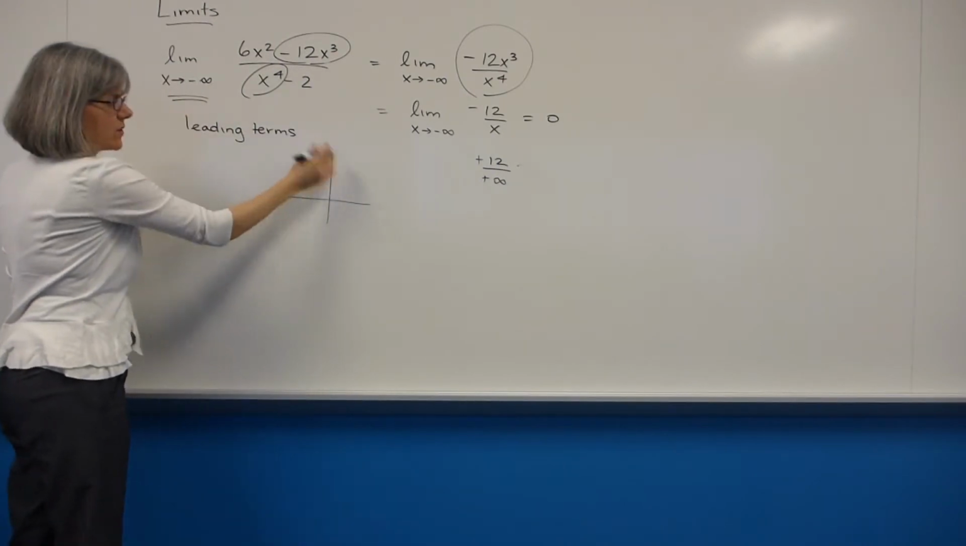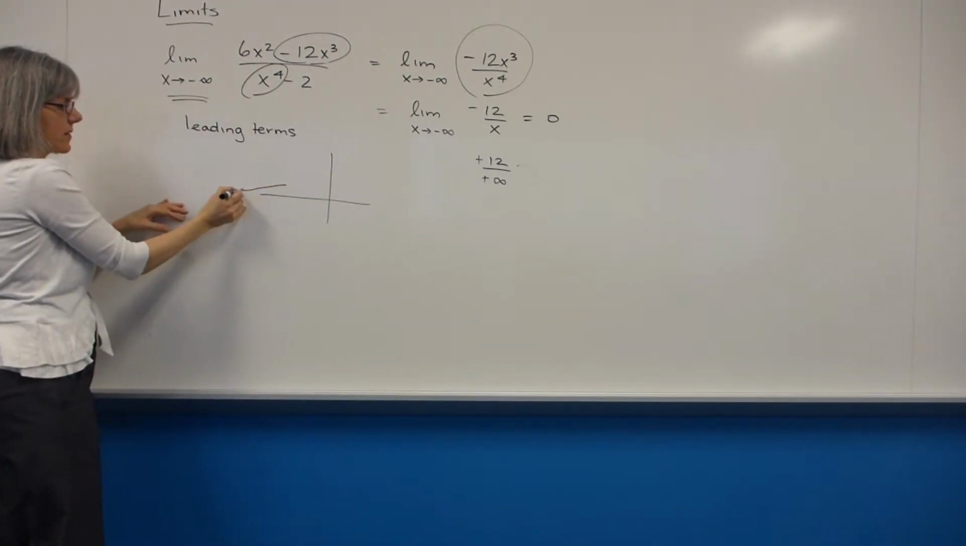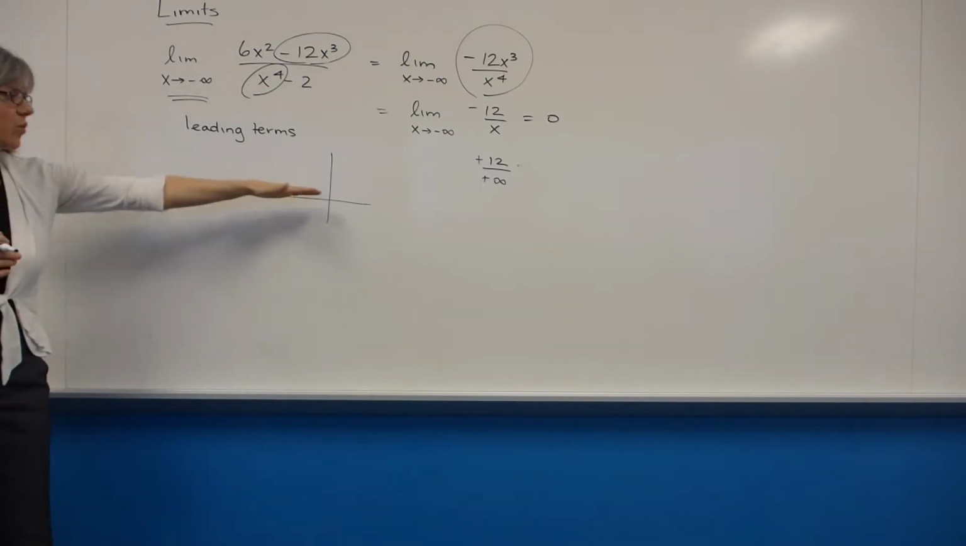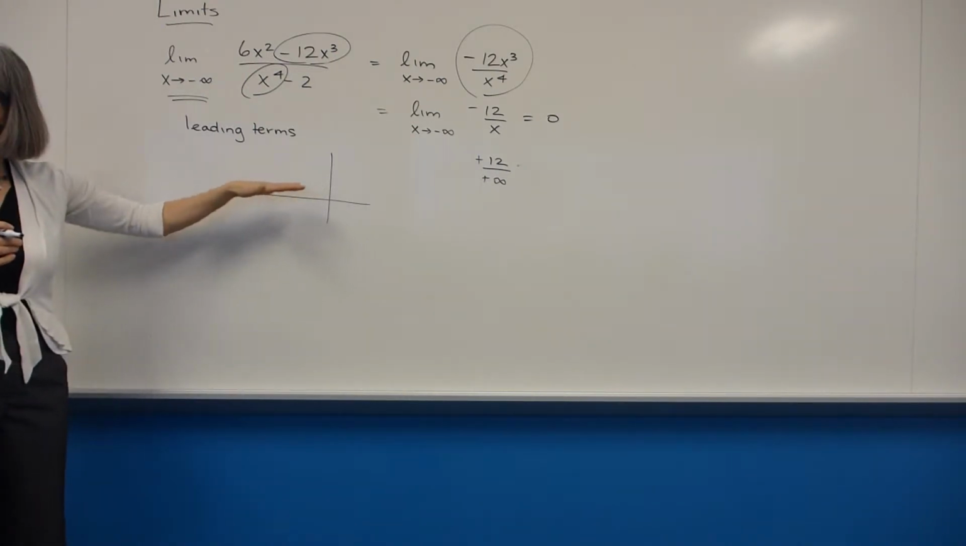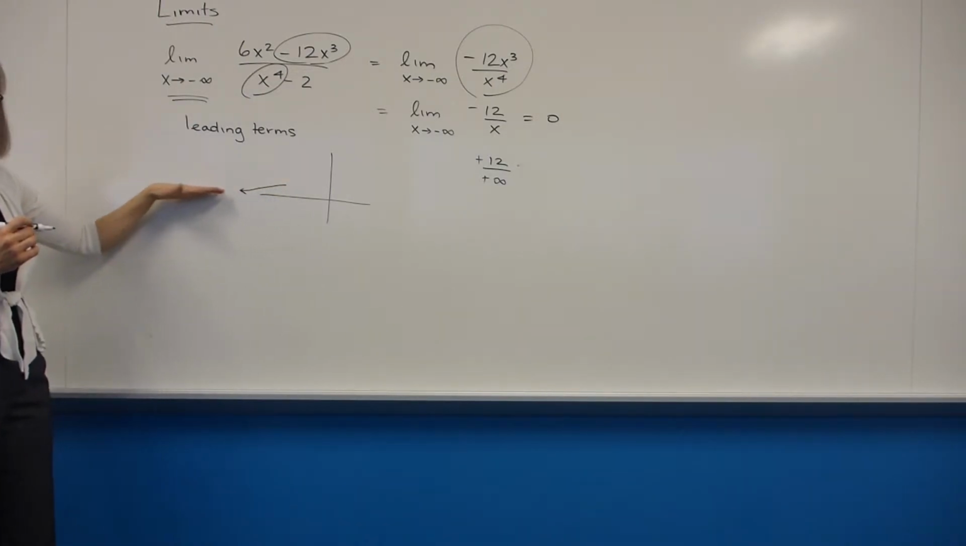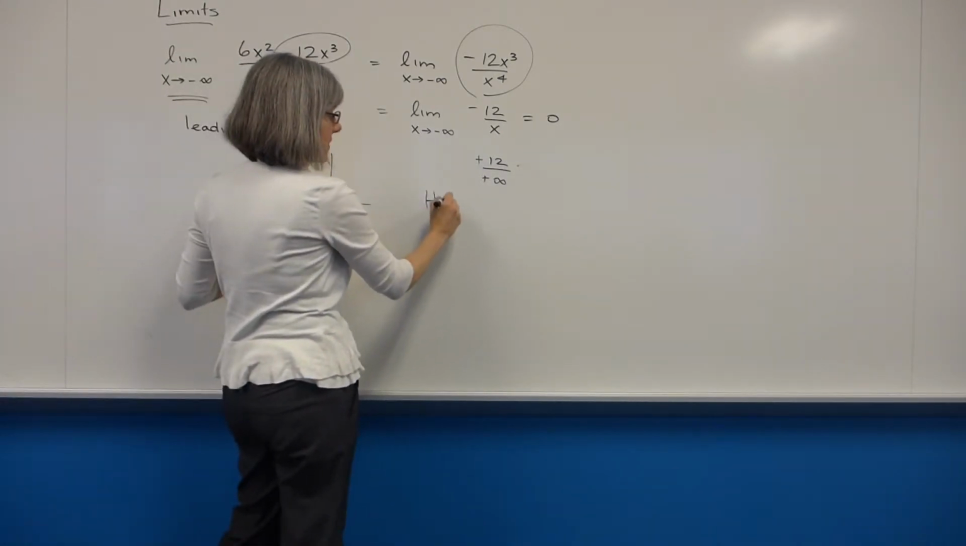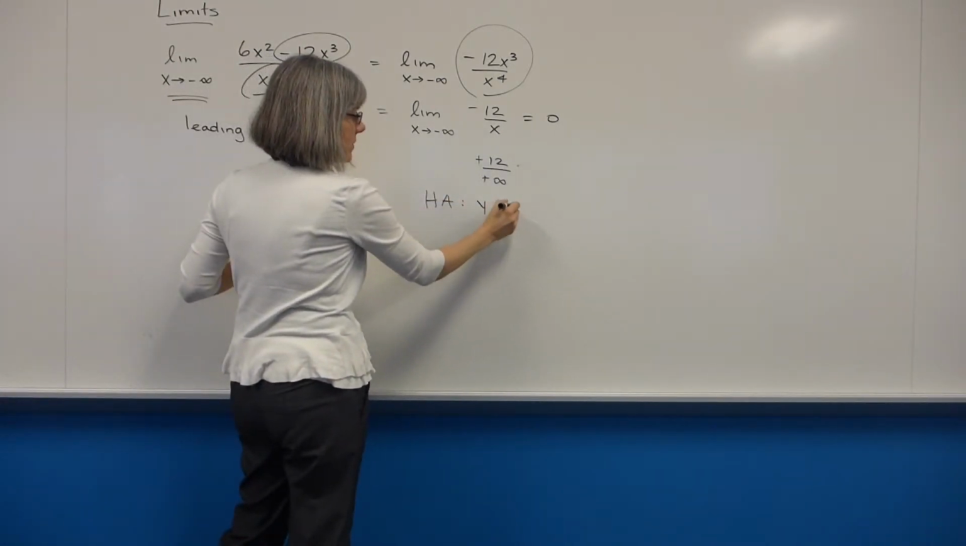Right, so it says, I don't care what's happening out here. It could be doing anything here, but when I'm going way out here, I'm going like that. So when behavior is like this, when it starts hugging close to a value, what do we call that? An asymptote. And in this case, it's a horizontal asymptote. The horizontal asymptote for this function is y equals 0.